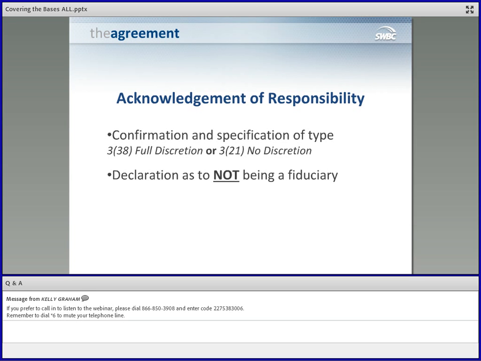So the first is the acknowledgement of responsibility. Fiduciary status has become an increasingly hot topic over the last several years. Anyone within your organization who has the ability to exercise control over the plan is considered a fiduciary. And that's an important distinction. It's just that you have to have the ability to exercise control over the plan. You don't actually have to exercise that control, just have the ability to do so.